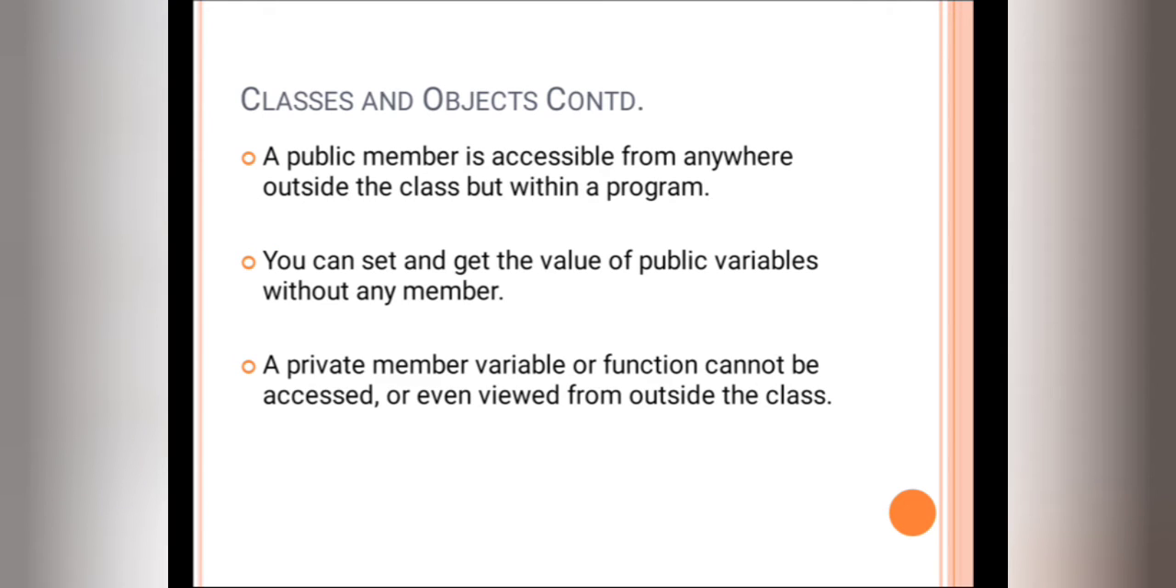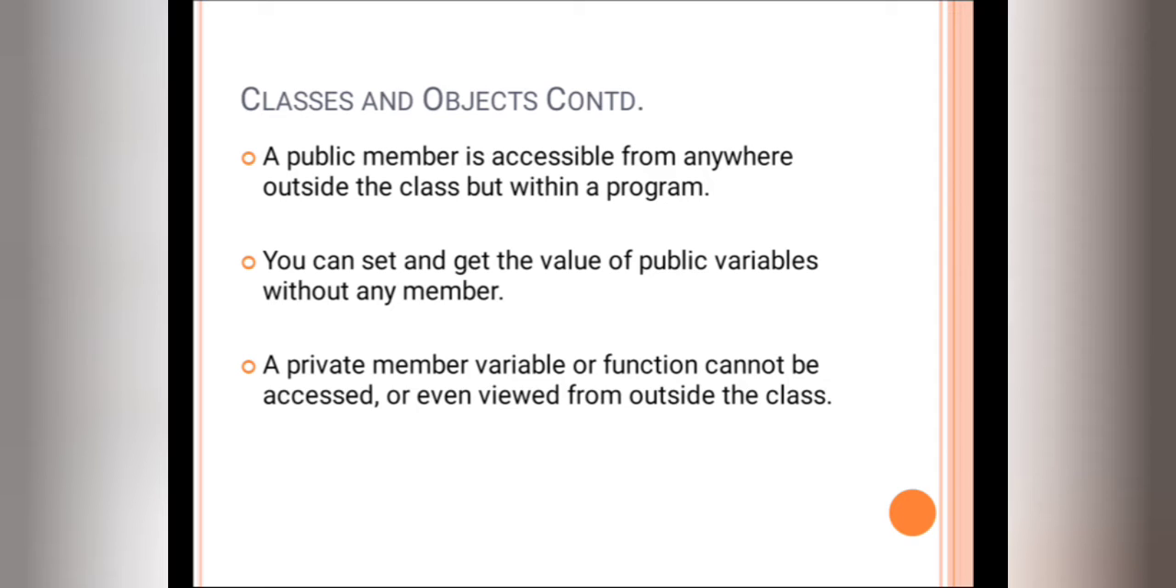A public member, again I am repeating, may be an attribute or it may be a function. A public member is accessible from anywhere outside the class but within a program. What it means? A public member is accessible from anywhere outside the class but within the same program. So you can set and get the value of public variables without any member function. That means a public member is not protected. So a public member can be accessed publicly from outside the class but within the same program.